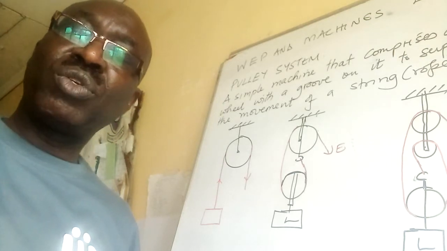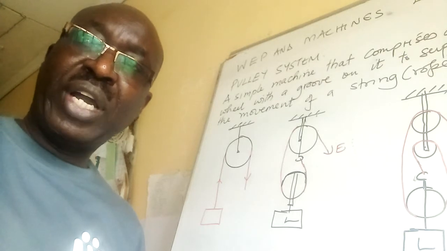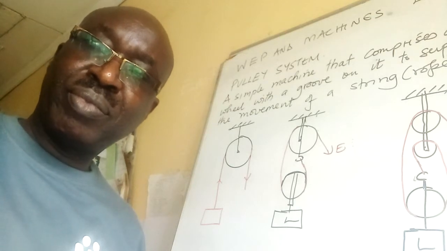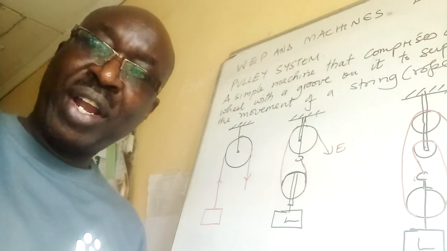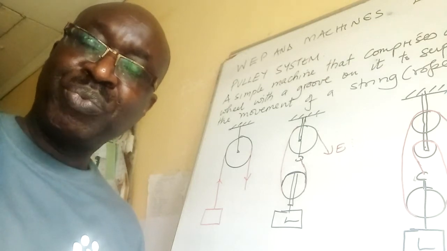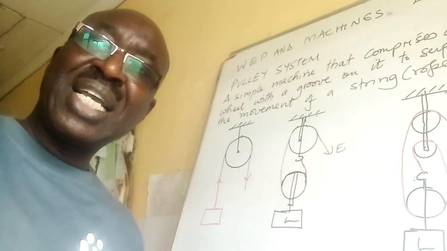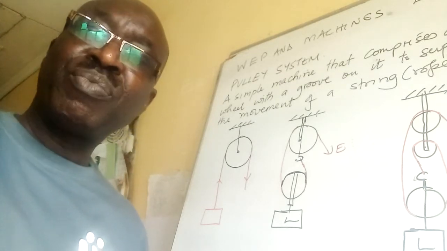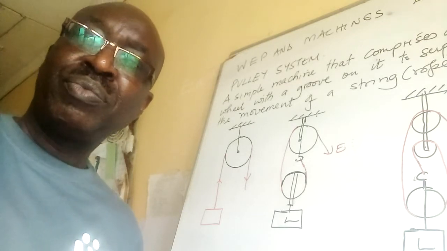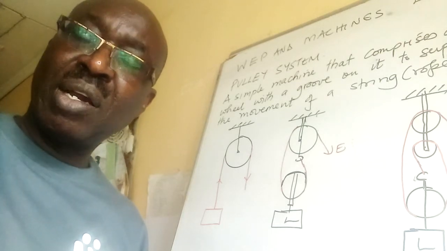The previous lesson we looked at lever. And we had three classes of lever using which acronym? FLE. When fulcrum is at the center, that is first class lever. When load is at the center, that is second class lever. And when effort is at the center, in the middle, then we have third class lever. Today we look at pulley.